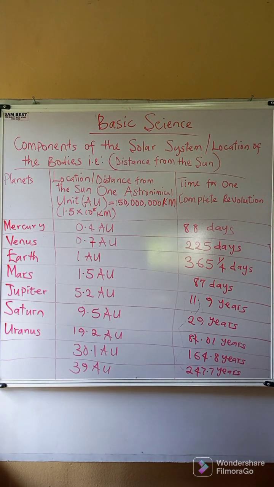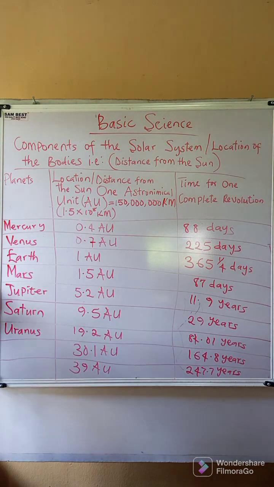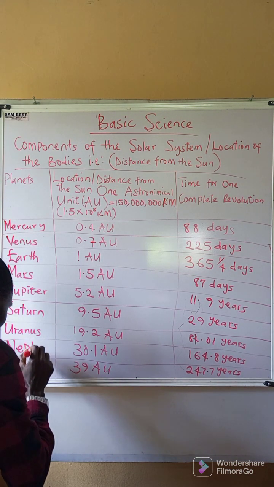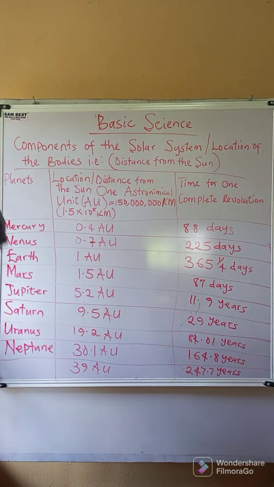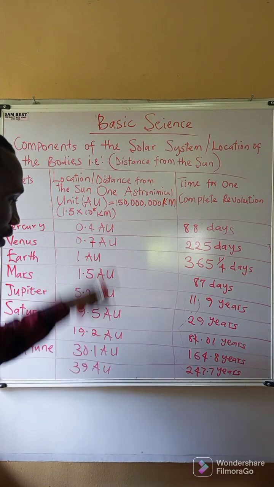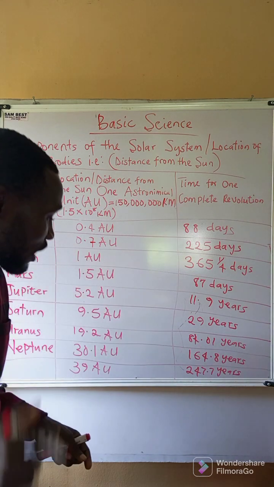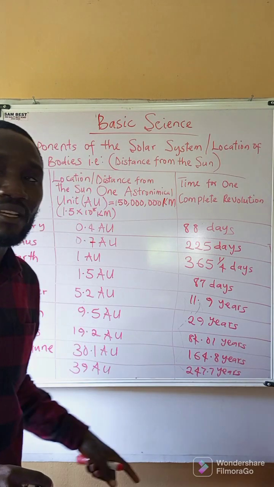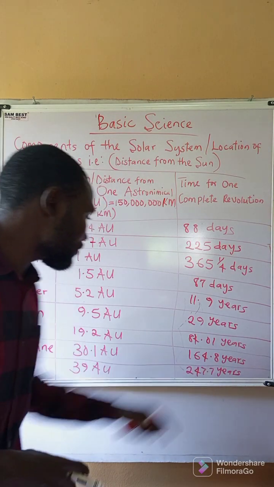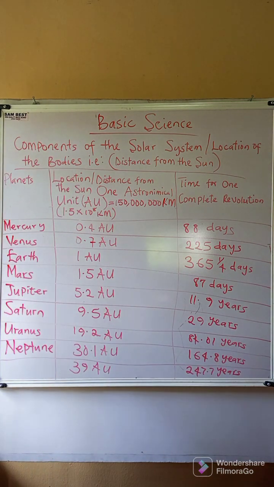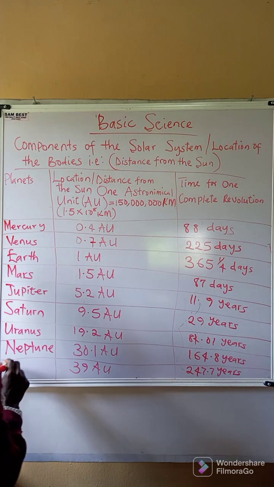So moving on, the next one after Uranus, what do we have? After Uranus, we have Neptune. Neptune, and its distance from the sun is 30.1 AU, and the time for one complete revolution is 164.8 years. It's very far, right? 164.8 years. Then our last one is what? Pluto.